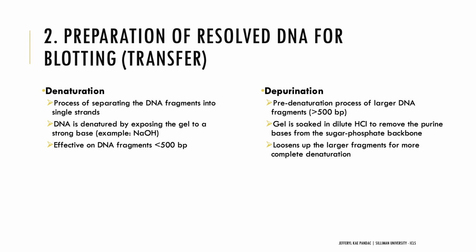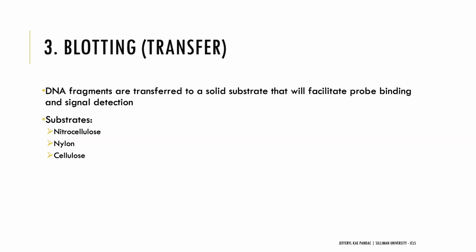However, one limitation of this procedure is that it cannot denature DNA fragments that are greater than 500 base pairs in size. For larger fragments, they first need to undergo depurination in dilute hydrochloric acid before denaturation in sodium hydroxide. The dilute hydrochloric acid removes the purine bases and loosens up the larger fragments for a more effective denaturation process. Before exposing the denatured sample DNA to the probe, the DNA is transferred or blotted to a solid substrate that will facilitate probe binding and signal detection. This substrate is usually nitrocellulose, nylon, or cellulose.